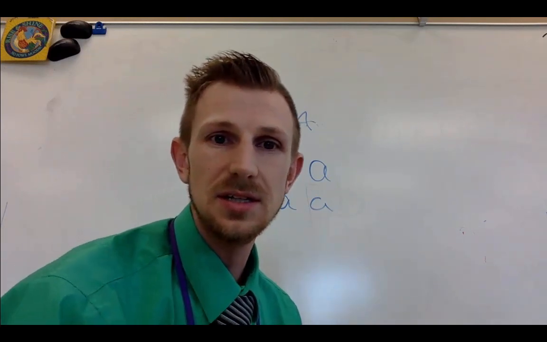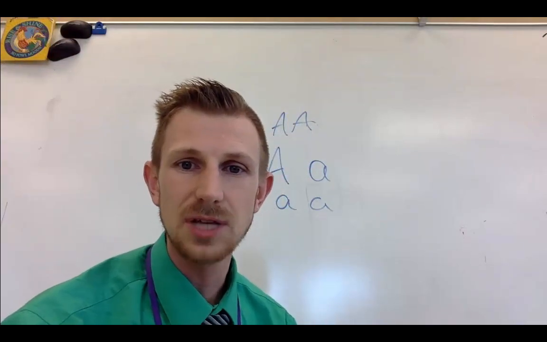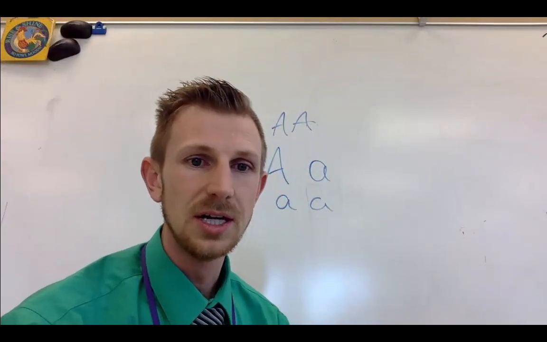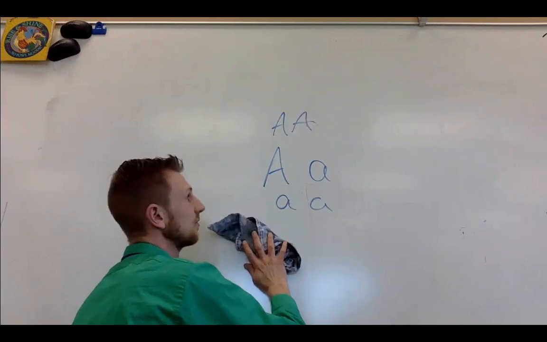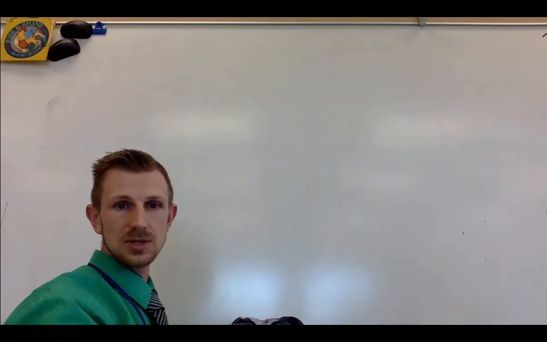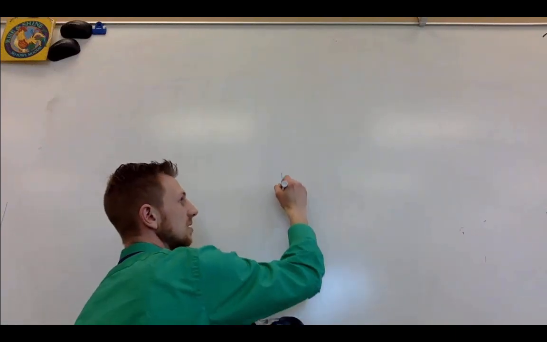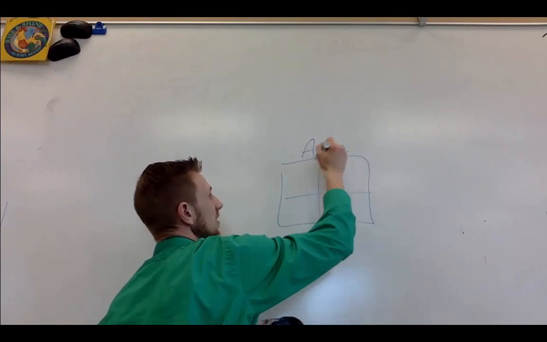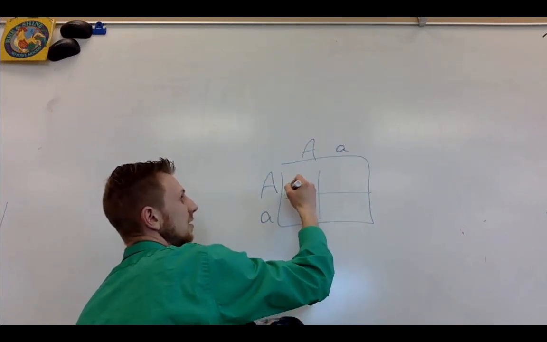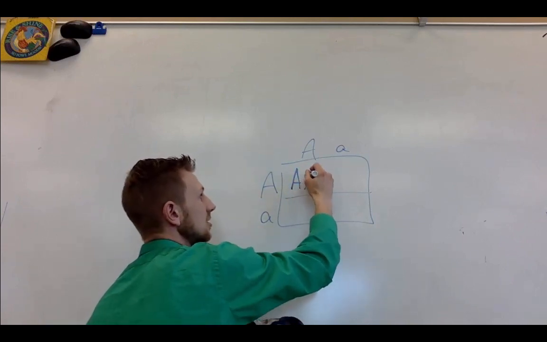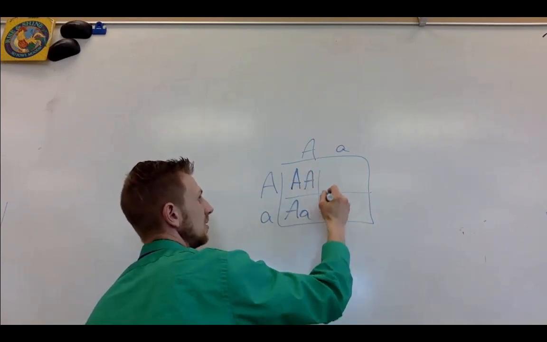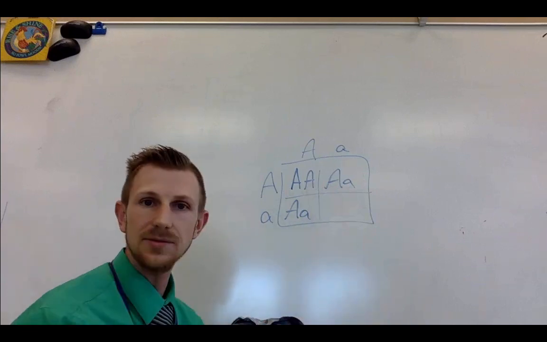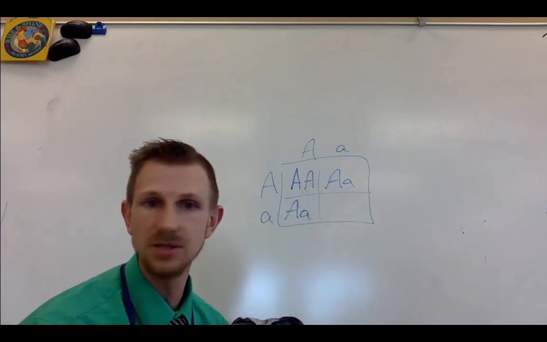So what we did the other day is we learned that if you take some parents and you cross them together, then you can get some different results. And one of the ones that we said is if you cross two heterozygous individuals, big A, little A, in these boxes, this one and this one, they all have a dominant allele, so they're going to look like whatever the dominant trait is.